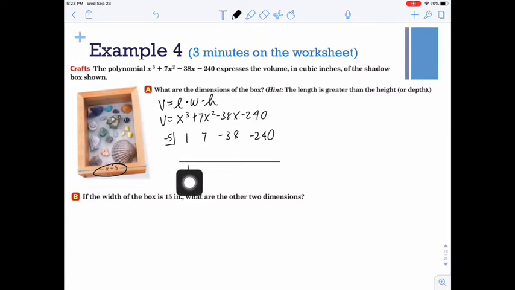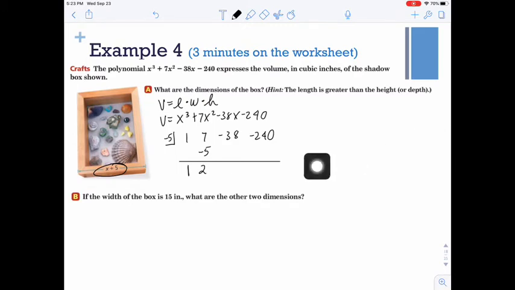First step, bring down your first coefficient, and then we are going to multiply by the opposite of what we had in our factor. So if the factor is x plus 5, we're going to use negative 5. Negative 5 times 1 gives us negative 5. We're going to add straight down. 7 plus negative 5 gives us 2.